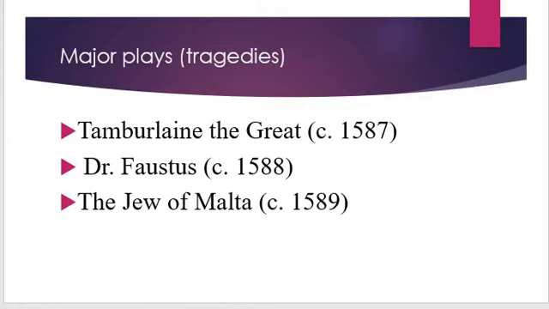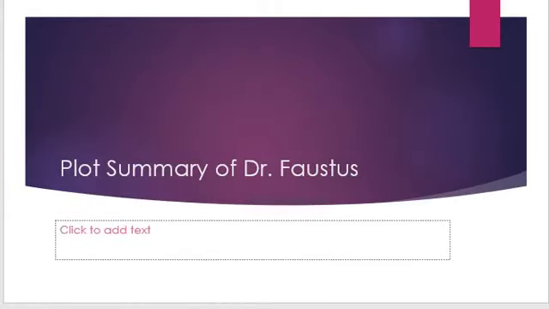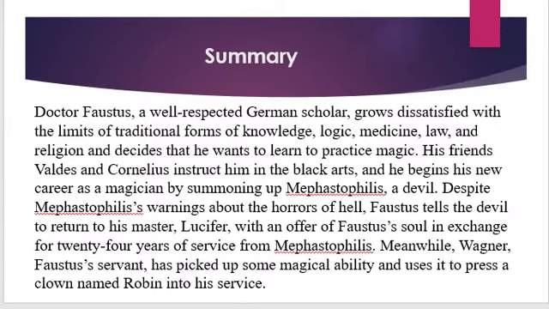Now we are going to discuss Dr. Faustus. Before I start my discussion on the plot summary of Dr. Faustus, let me tell you about the title: it is The Tragical History of the Life and Death of Dr. Faustus, commonly shortened to the title character's name, Dr. Faustus. This play was written by Christopher Marlowe and published in 1604. Now we are going to start our discussion on the summary.